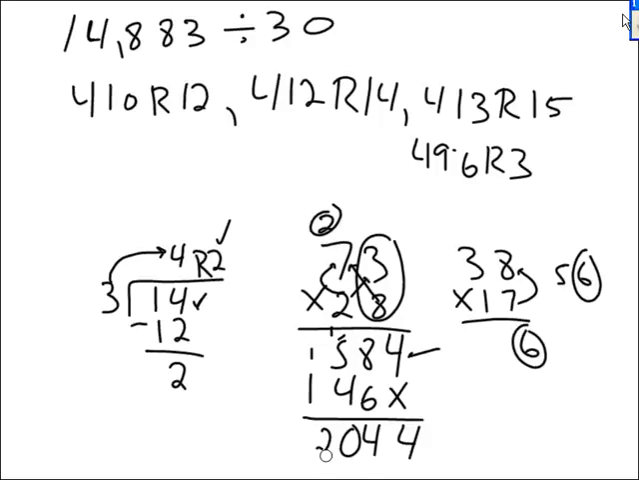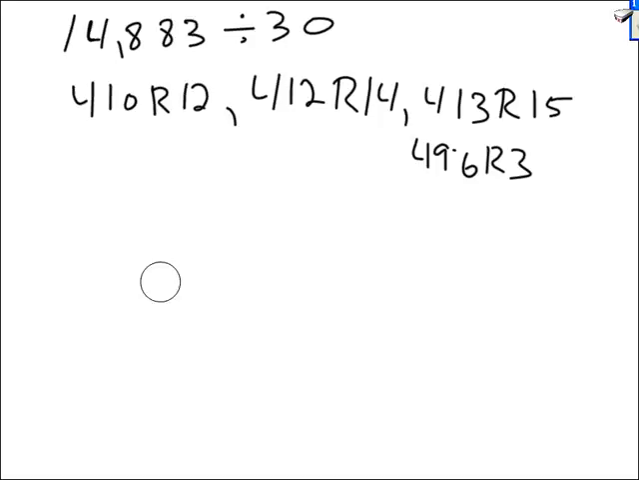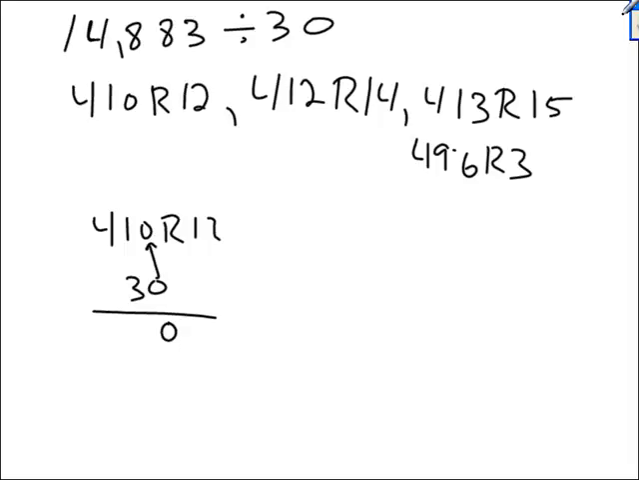Now we're going to use these two concepts to just eat through this problem. Make it very simple. 410 remainder 12. Well, if you multiply it by 30, it's going to end in a 0. You add on the remainder, it ends in a 2. That's wrong. Let's try the next choice.